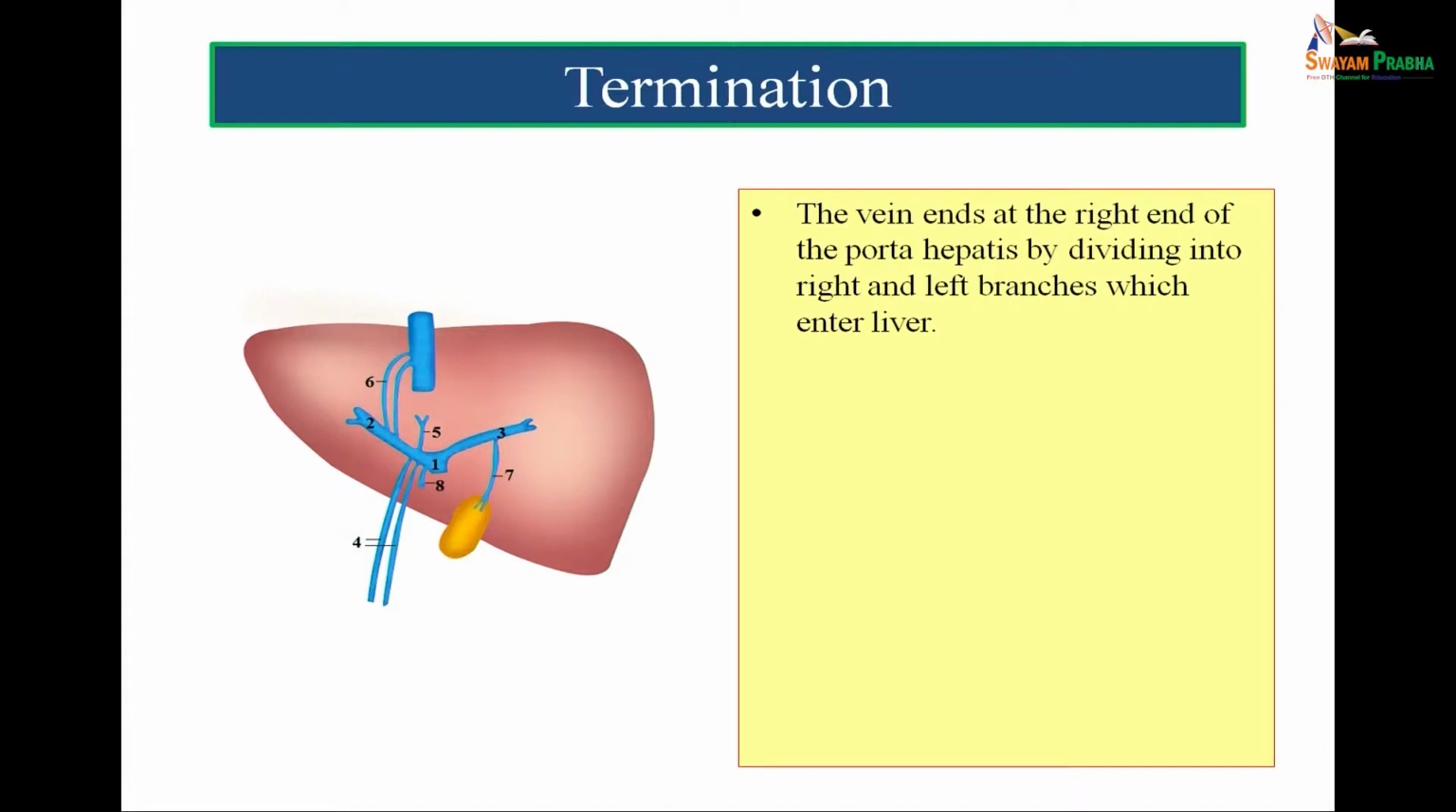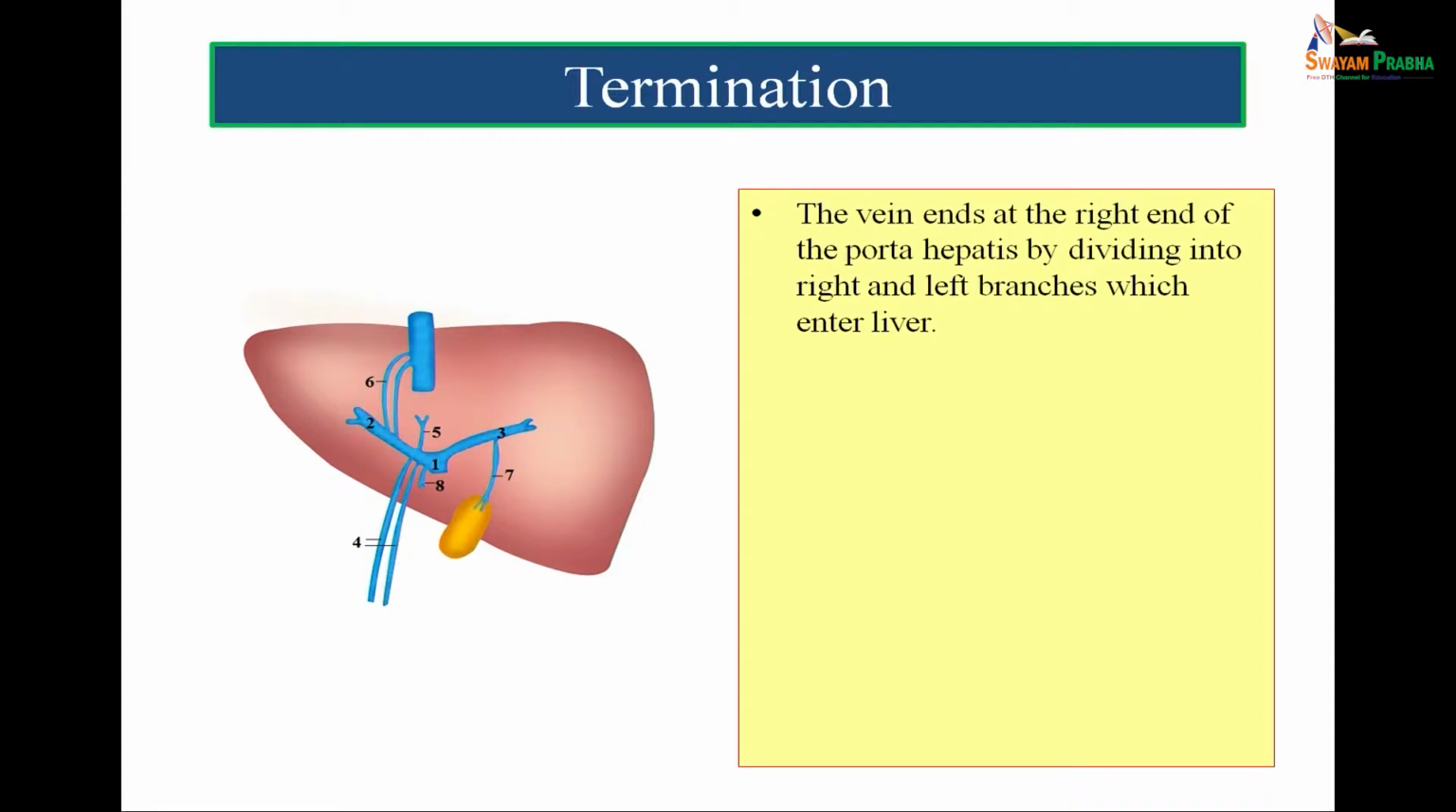Now, in this figure we can see the right branch of the portal vein and the left branch of the portal vein. Once the right branch is formed, the vein marked by 7, that is the cystic vein from the gallbladder, enters it, and then this right branch enters the liver.